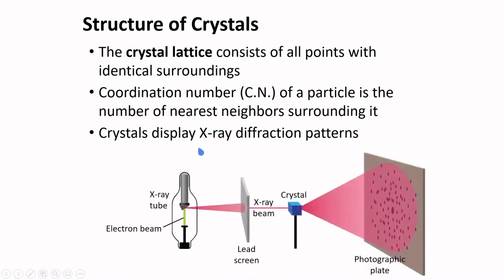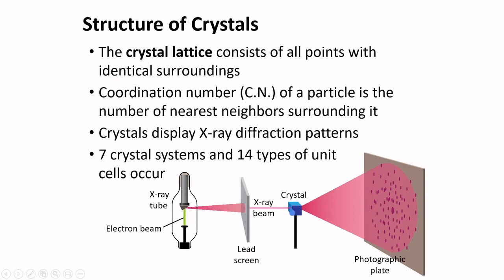Crystals display X-ray diffraction patterns. As X-rays pass through crystals, the beam is diffracted to form a pattern. This pattern allows for the analysis of the properties of the crystal lattice. Studies indicate that 7 crystal systems and 14 types of unit cells occur.